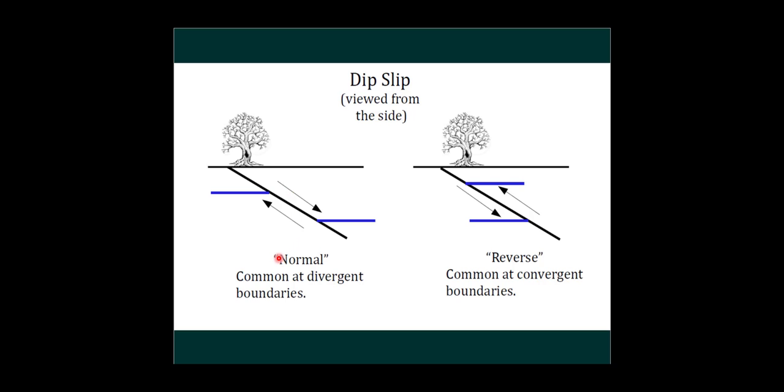Normal faults are very common in areas where rock is being pulled, right? Because you can imagine if this is rock and I pull it this way and that way, that's going to cause this top wall, this hanging wall, to slide down, okay? At divergent boundaries, we see a lot of normal faulting. That's how we know those rocks are being pulled on.